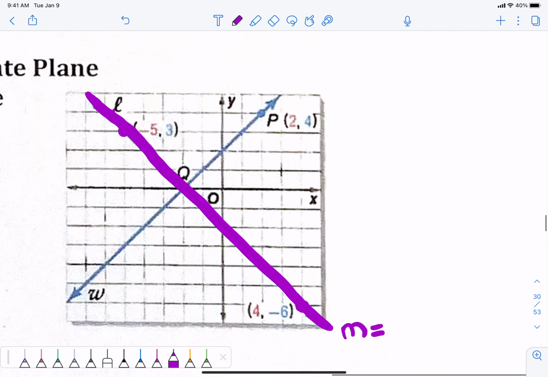Okay, so they give us line L. You can see that it's line L right there, and they give us those 2 points. Let's figure out what the slope is of that line. How much is it going down and over, down and over, down and over? It's -1. It's going down 1 over 1, right?